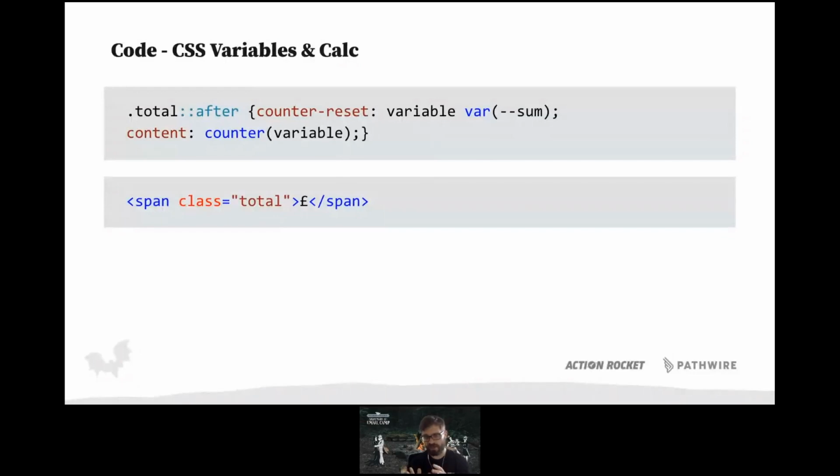And then inside that, I'm going to name what I'm going to use. So I'm going to use that sum from before. So var, and then that sum in brackets. And then I'm going to name the content, which is going to come after my total. And it's going to be a counter. And inside it is going to be the variable. And that's how we show a live number inside of an email.